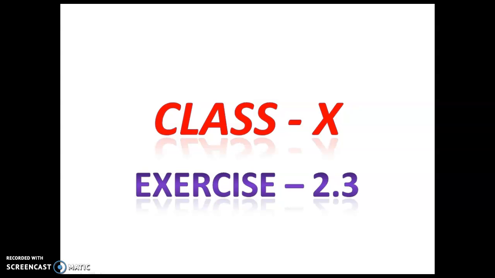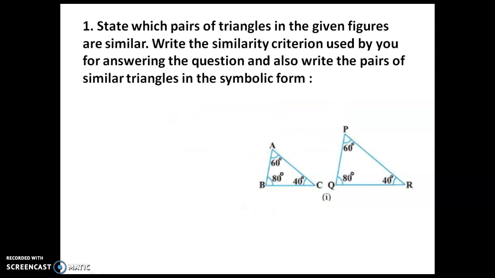Hello students, in the previous video we learnt about criteria for similarity of triangles. With that knowledge we can solve exercise 2.3. In the first sum, state which pairs of triangles in the given figures are similar. Write the similarity criterion used by you for answering the questions and also write the pairs of similar triangles in the symbolic form. So there are a few pairs of triangles given.